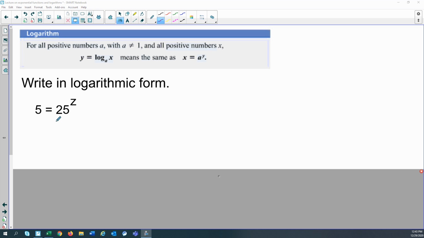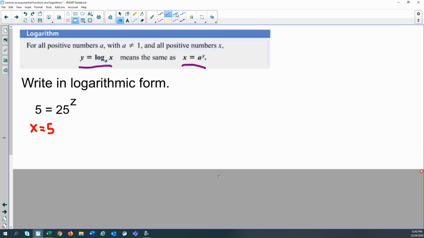We have our exponential equation, which is this form, and we want to get it into logarithmic form, which is this form. So I'm going to go through and I'm just going to label the parts. So let's start with our x value is the number that's isolated, doesn't have the exponent. So we have x equals 5.